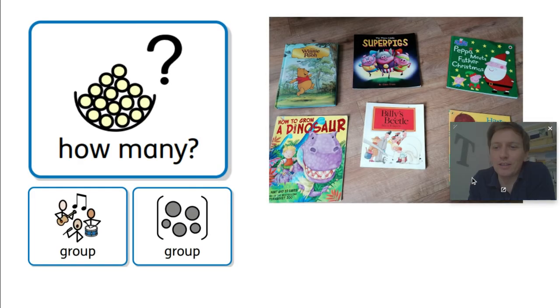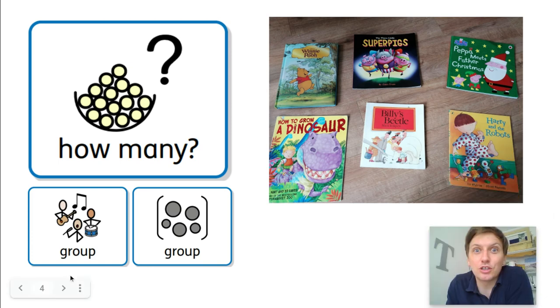And finally, what about this? How many books can you see? How did you count them? Did you count them one at a time? I can see 2, 4, 6. Or a 3 and a 3. Or you could just count them 1, 2, 3, 4, 5, 6. Well done.